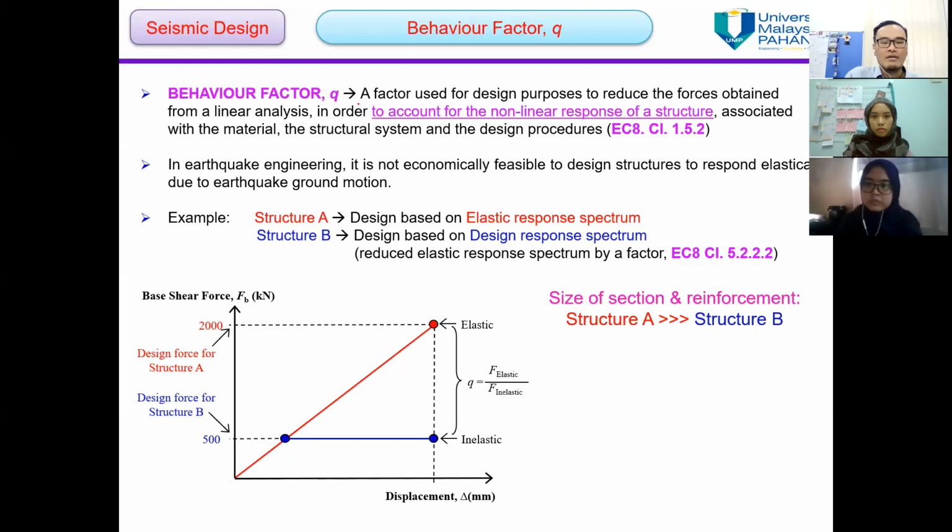So the behavior factor is introduced for this purpose, which is a factor used for design purposes to reduce the forces obtained from a linear analysis in order to account for the non-linear response of a structure associated with the material, structural systems, and the design procedures. Because in earthquake engineering, it is not economically feasible to design structures to respond elastically due to earthquake ground motions.